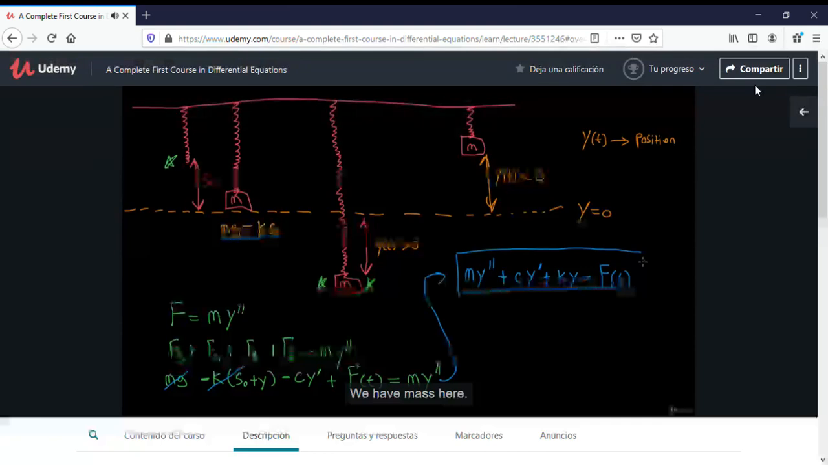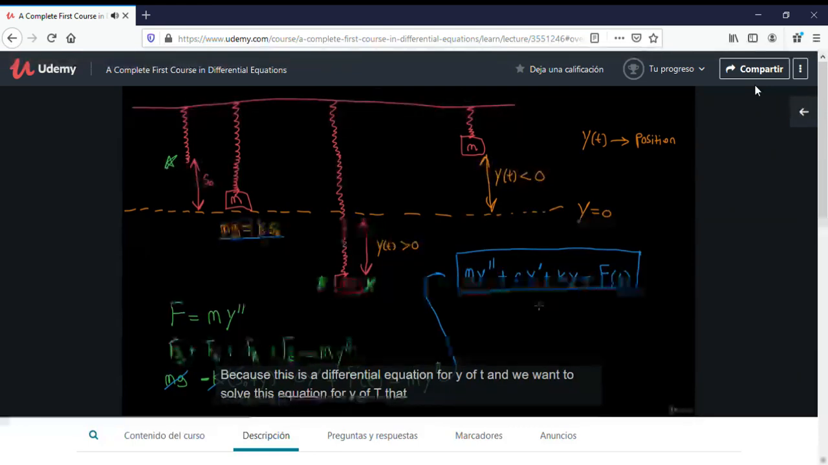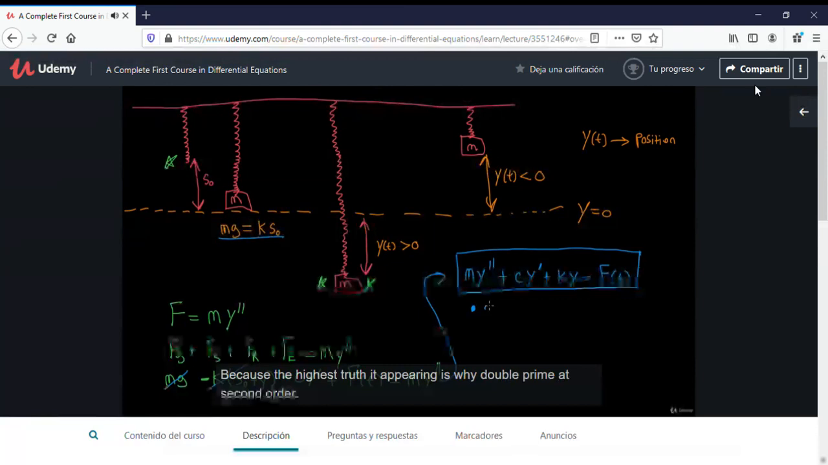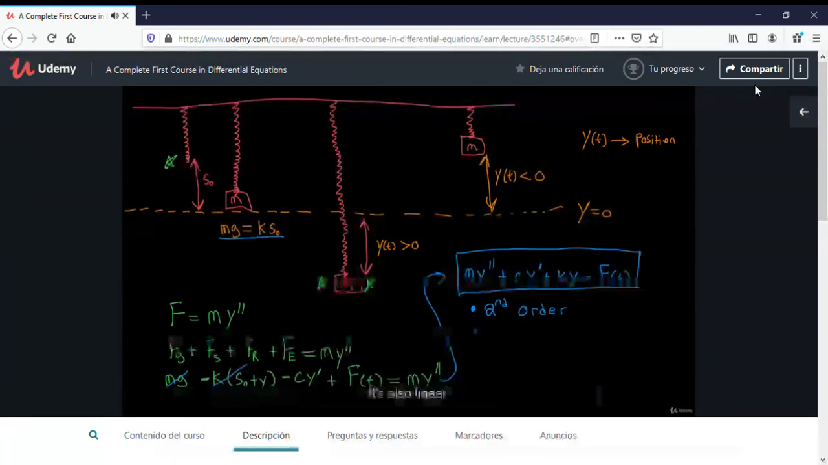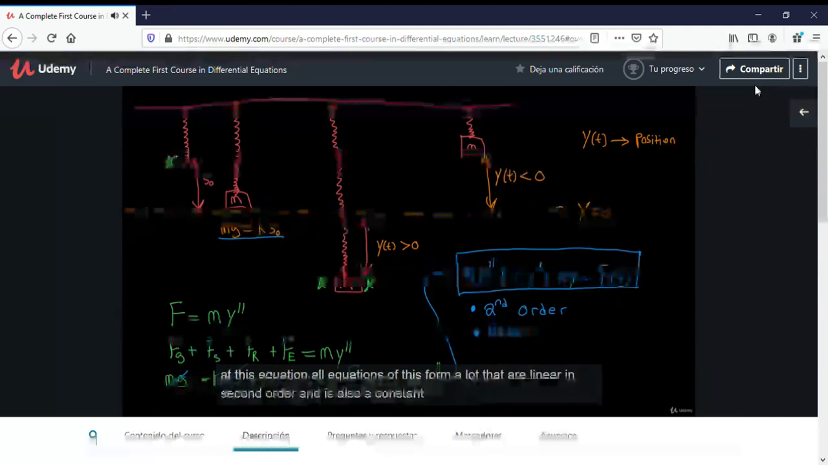We have m y double prime plus cy prime plus ky equals external force. This is a differential equation for y of t, and we'd want to solve this equation for y of t, the position. It is a second order equation because the highest derivative appearing is y double prime. It's also linear. It doesn't have to be linear; it could be non-linear, which we'll talk about later maybe. But for this course, we're going to be looking at equations of this form a lot that are linear and second order.